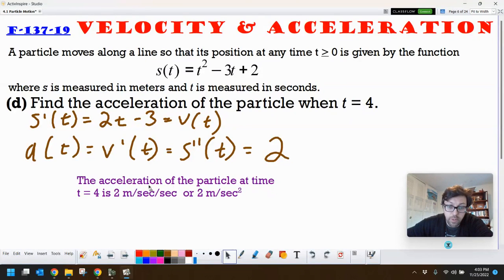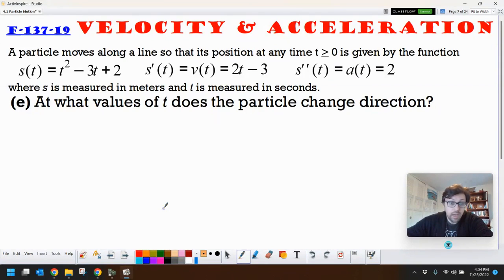The acceleration of the particle at time t is 2 meters per second, because we've done a derivative of a derivative, so we get an extra per second. We added 1 when we did the first derivative. We add another per second when we do the second derivative. You can also write this as meters per second squared. Either one of these is fine.